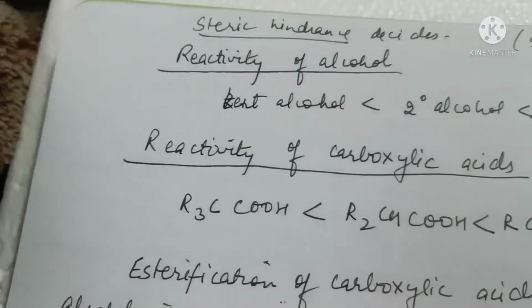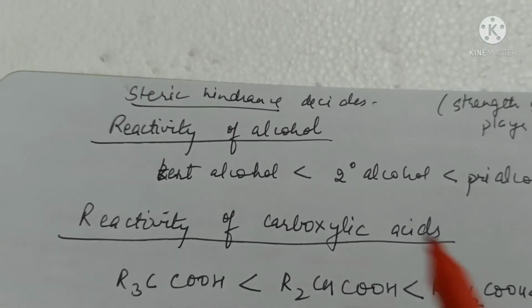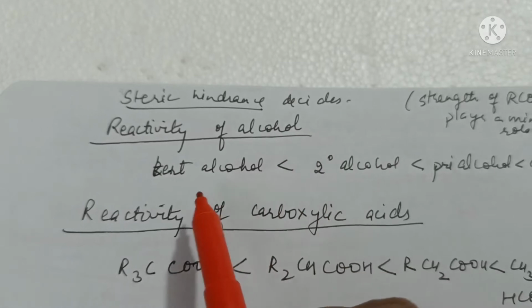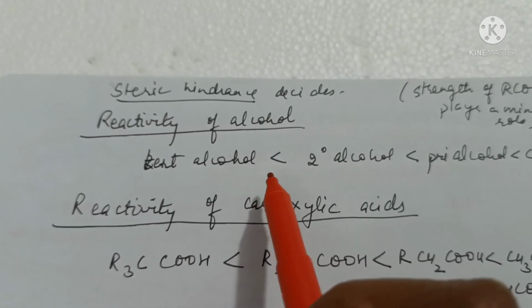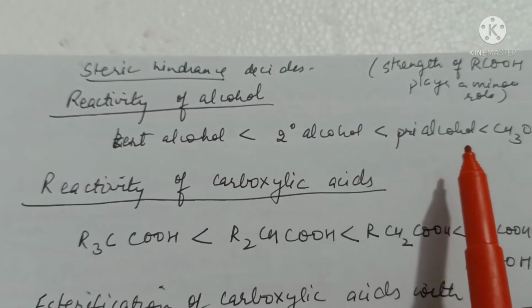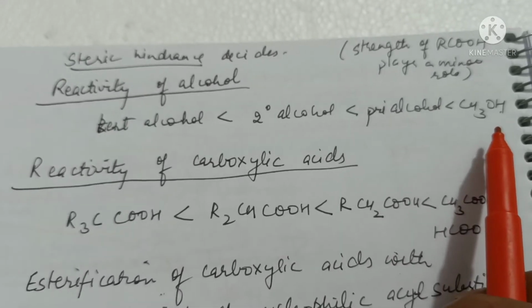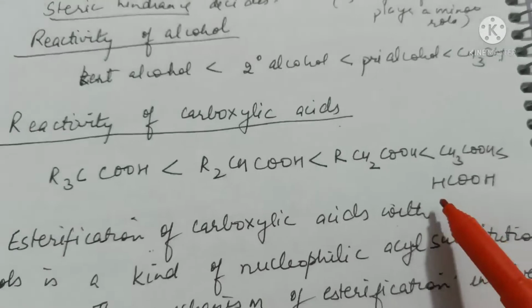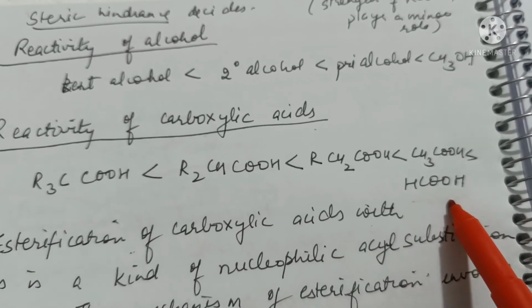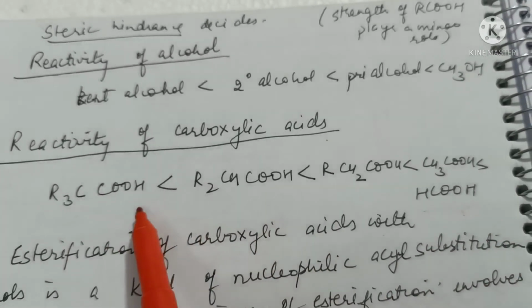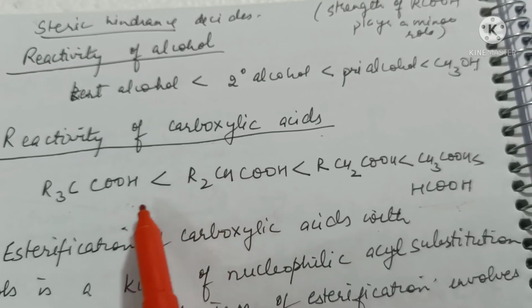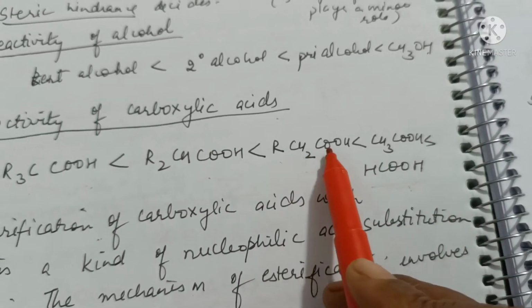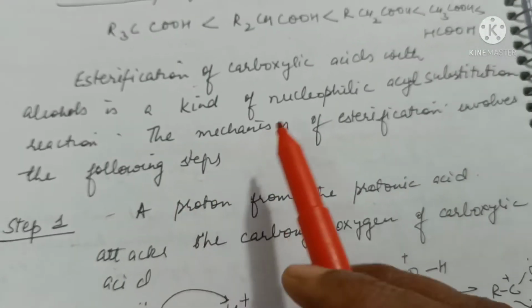Because of steric hindrance, the reactivity is such that tertiary alcohols will be less reactive than secondary alcohols, than primary alcohols, and methanol will be most reactive. Similarly, in carboxylic acids also, the least substituted formic acid will be most reactive. Tertiary acids will be less reactive than secondary, which are less reactive than primary alkyl carboxylic acids.